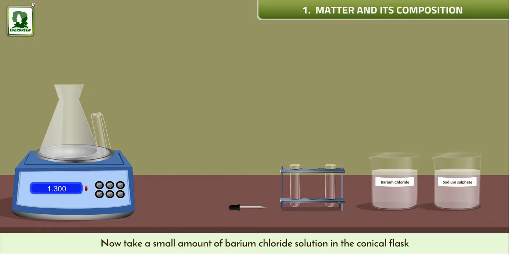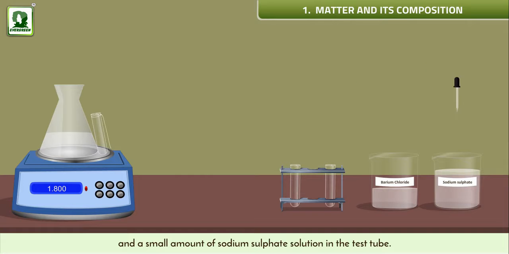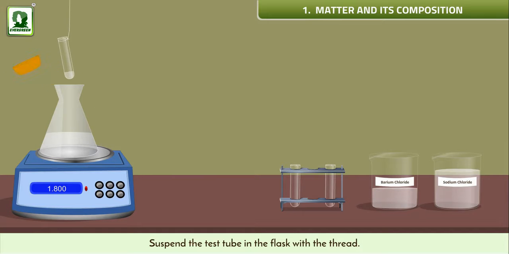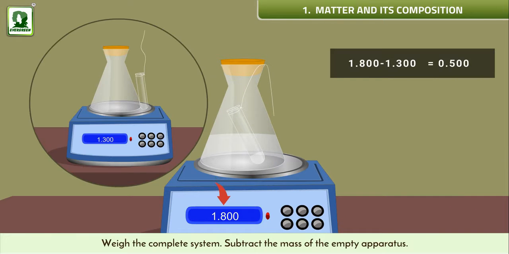Now take a small amount of barium chloride solution in the conical flask and a small amount of sodium sulfate solution in the test tube. Suspend the test tube in the flask with the thread. Weigh the complete system. Subtract the mass of the empty apparatus. The difference will give the mass of the reactants taken.